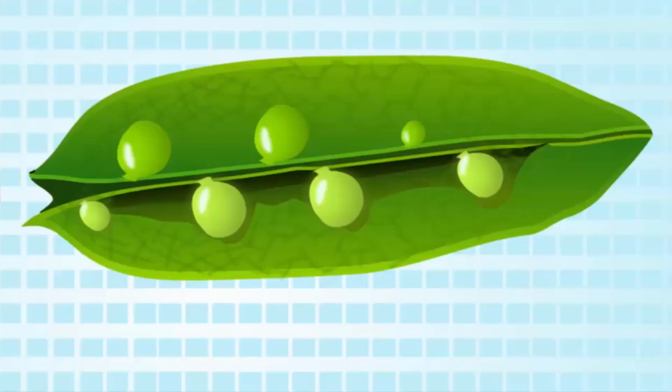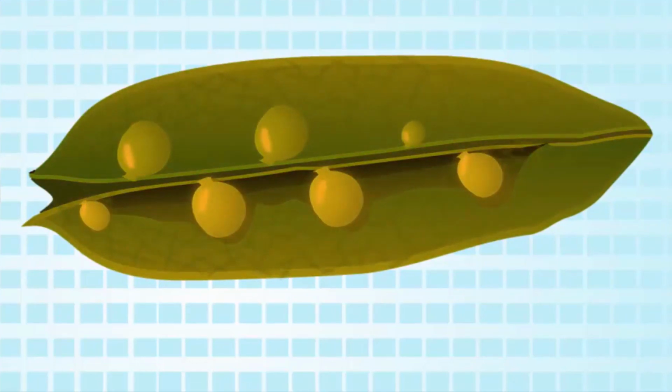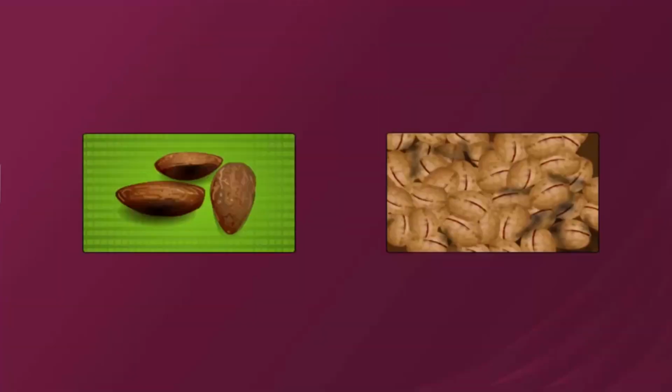On the other hand, when the wall of the fruit becomes hard and dry as it ripens, it is called a dry fruit. A few examples of such fruits are almonds and walnuts.